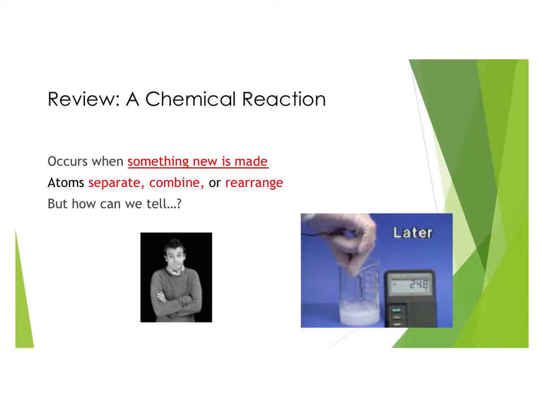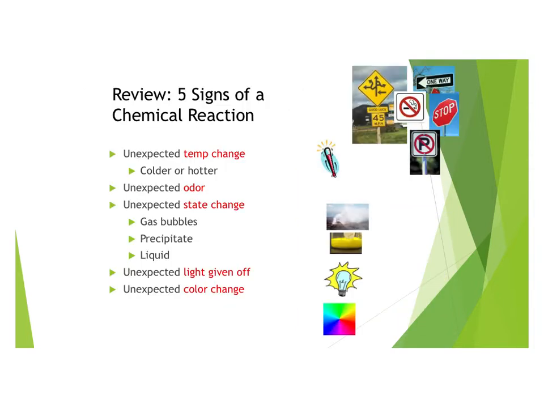Okay, so to start off with, we're just going to review a few things about chemical reactions. Again, a chemical reaction occurs when something new is made. That means our atoms have separated, combined, or rearranged. But how can we tell that atoms are separating, combining, or rearranging if we can't see what they are actually doing because they're so small? Well, lucky for us, as we learned in first trimester, the atoms leave us signs. Here are some different signs of a chemical reaction.